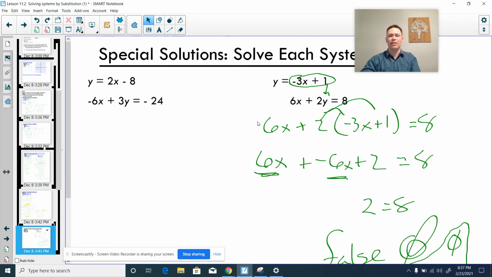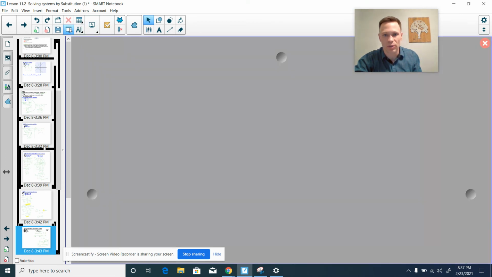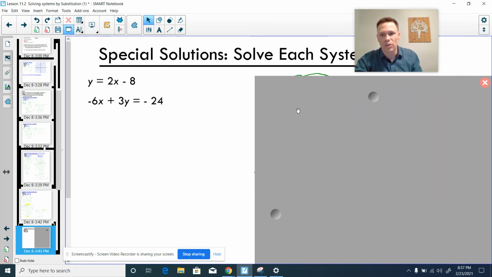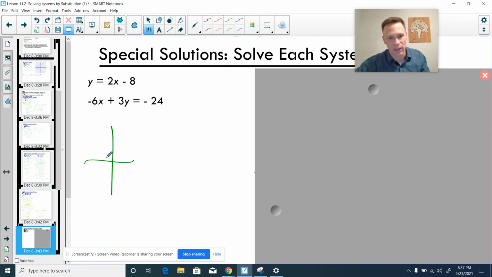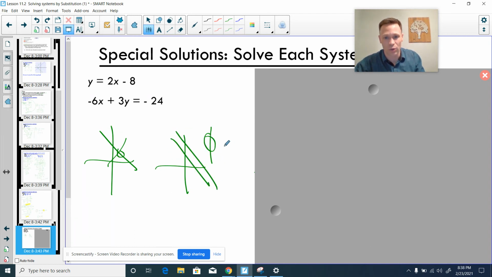All right, special cases. This is also supposed to have a slide. There we go. Special cases. So remember from last class, we had 3 different types of solutions, right? Solution 1 was that we had intersection, a coordinate point that is a solution. Solution 2 was that there are parallel lines and we have no solution. And solution 3 was that we actually, in fact, have the same line. We said there was infinitely many solutions.